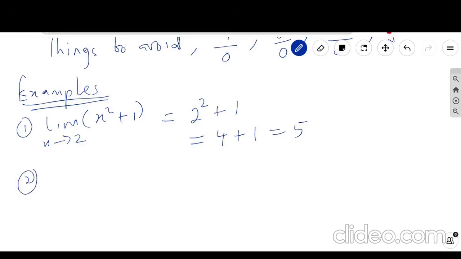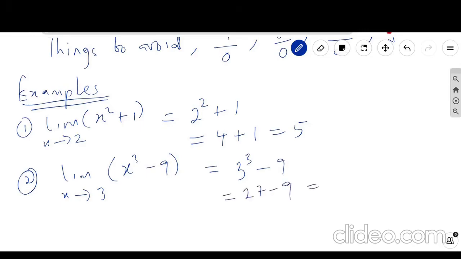Number 2, you can see something like lim x tends to 3 of x raised to power 3 minus 9. So what you just have to do is substitute. That's 3 raised to power 3 minus 9, and that will be 27 minus 9, which is equal to 18. That's another question.